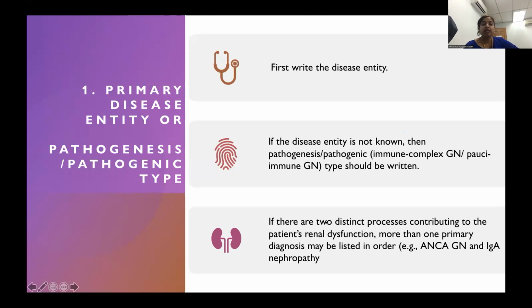Okay. And if you have two distinct processes contributing to the renal dysfunction, please highlight. That means you have more than one primary disease. For example, IgA nephropathy and ANCA glomerulonephritis.